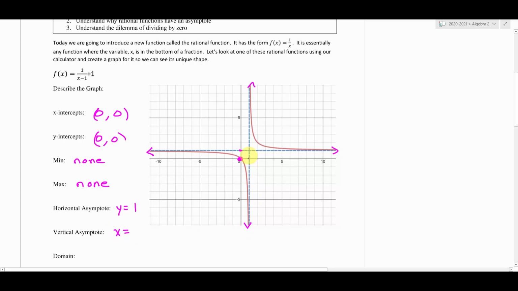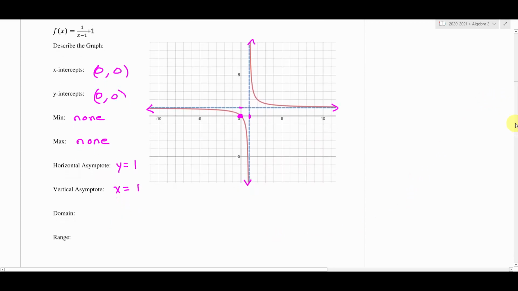And that's because a vertical asymptote is going to hit the x-axis somewhere, right? So it's going to be right here. It's a vertical line, so it's going to hit the x-axis at x equals 1. All right? So now we're going to talk about the domain. This is the new thing that we're talking about today. How do I write the domain of this crazy looking function?